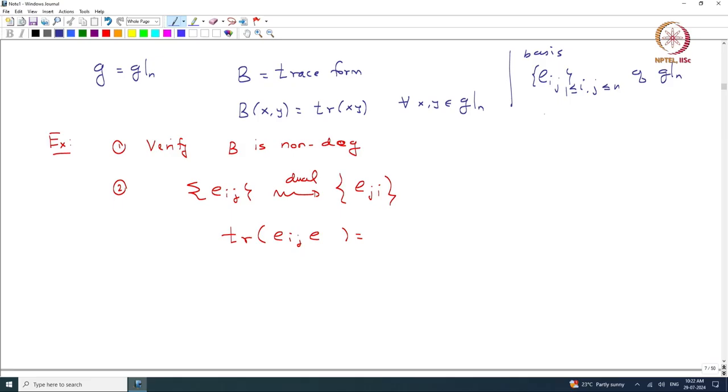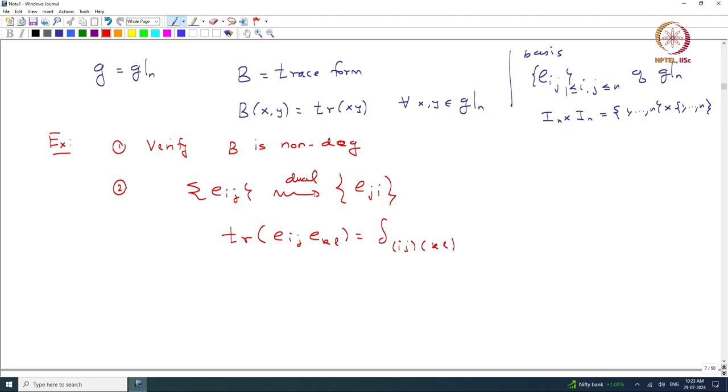So the indexing set is IN cross IN, which is 1 to N cross 1 to N. So we have to actually take that. In particular here we get E_KL, and then you get delta_IJ, KL, the delta function defined on that. Okay, and this is easy to see actually.